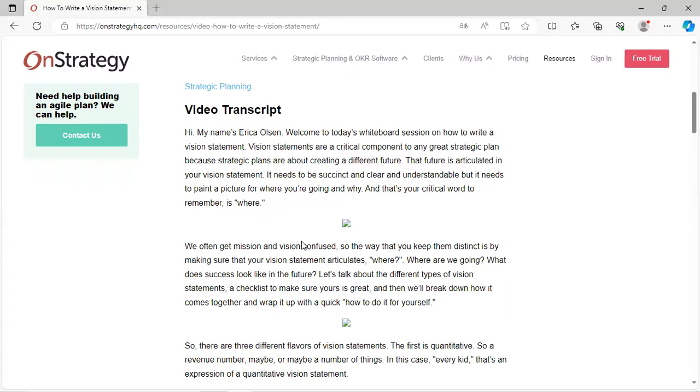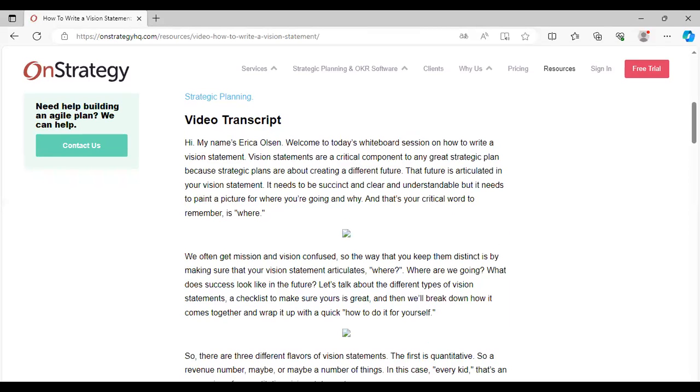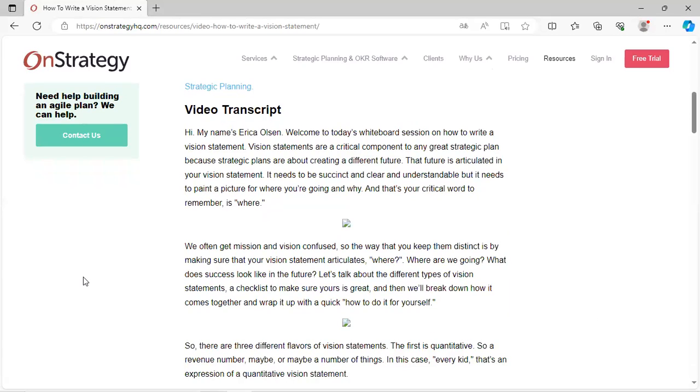We often get mission and vision confused. So the way that you keep them distinct is by making sure that your vision statement articulates where are we going? What does success look like in the future? Let's talk about the different types of vision statements, a checklist to make sure yours is great, and then we'll break down how it comes together and wrap it up with a quick how to do it for yourself, okay?